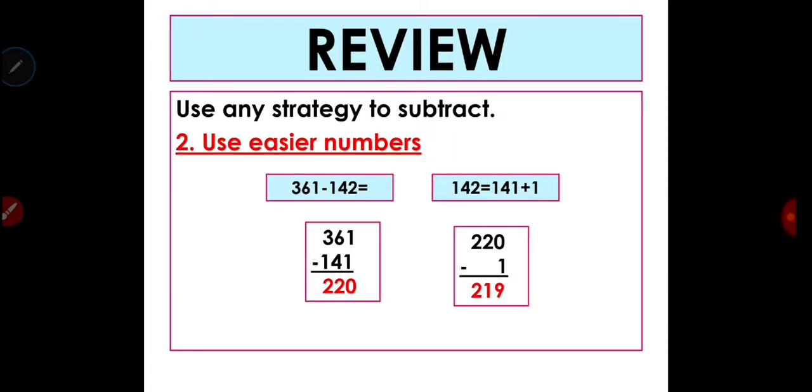Another strategy to subtract is to use easier numbers. 361 minus 142. We can break 142 into 141 plus 1. 141 is easier to subtract from 361 because the ones digits are the same. So 361 take away 141 is equal to 220. 220 take away 1 is 219.